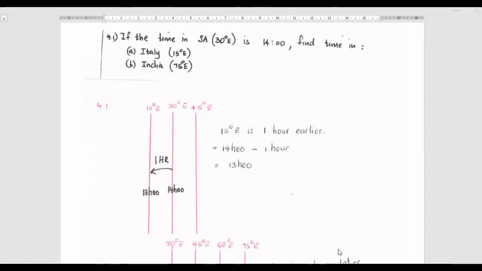So what have we done? We have drawn our line. Now you must draw these lines as a means to check your answer. If you don't have these lines drawn and no working, your answer alone is not going to score you any marks. What have we done? And you can see here, we have drawn the 30-degree east line. Why have we drawn this line? The question is telling us that we're working from 30 degrees east. We now want to find the time for Italy, which is located at 15 degrees east.